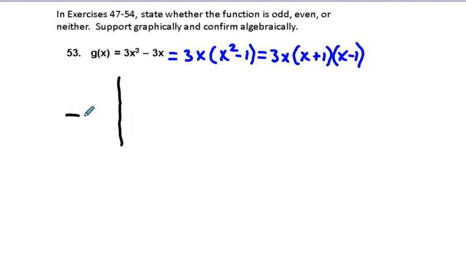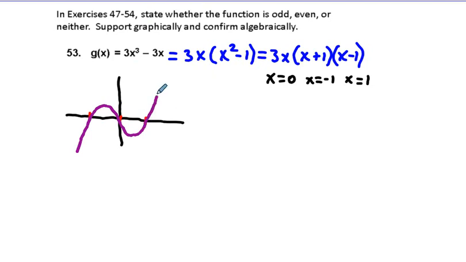So when we graph this function, our zeros are going to be x equals 0, x equals negative 1, and x equals 1. So if we go ahead and mark our x-intercepts at negative 1, 0, and 1, and this is a positive function, this is going to look like this. Okay, so that's basically what that function looks like.